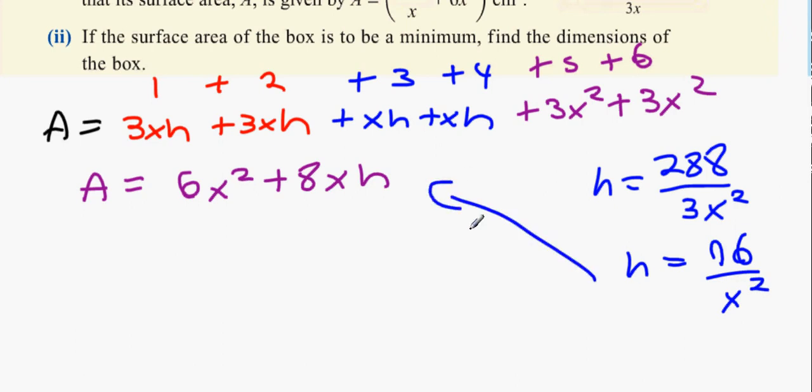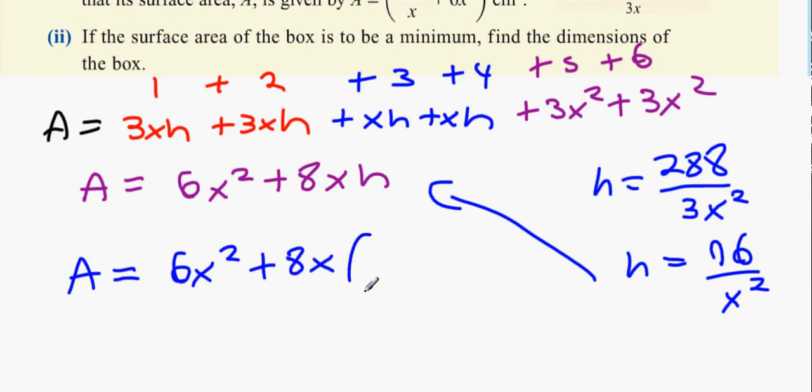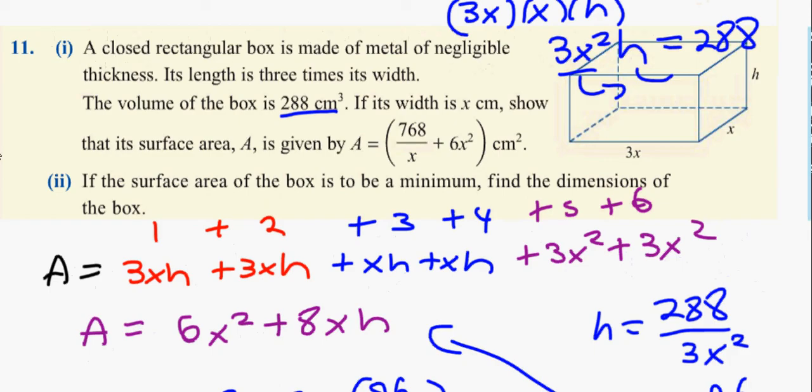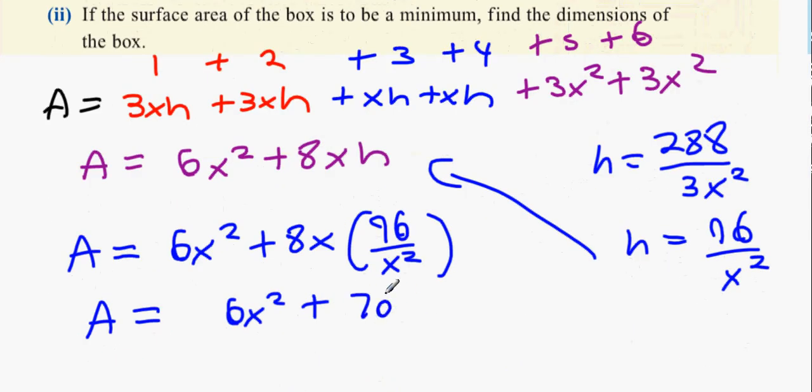Replace this h into the formula. So we're going to get A equals 6x squared plus 8x multiplied by h, which is 96 over x squared. And what we're going to get is A equals 6x squared plus 8 times 96, which is 768. Then x squared divided by x squared leaves you x. And there it is, there's our area right there.